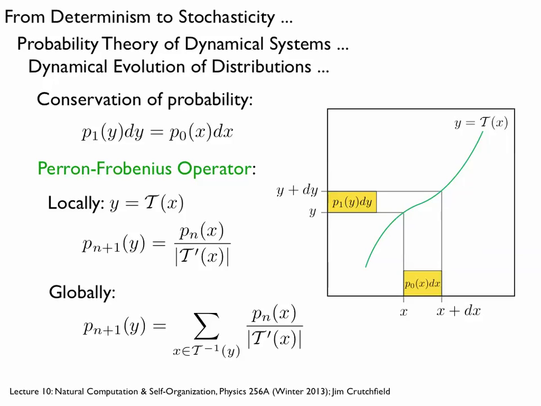Also the converse: if the slope is very, very steep here, this interval, the support, is going to get spread out. And in order to have the same area, the probability amplitudes in the next step would be less. Okay, so this is what I just said. By mapping forward a little bit of the probability density function to the next time step, I assume I have the same amount of probability in that little area.